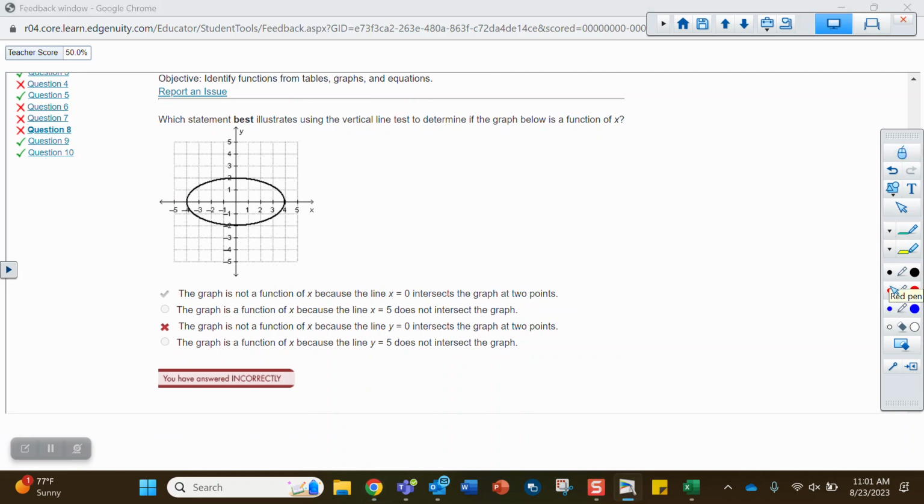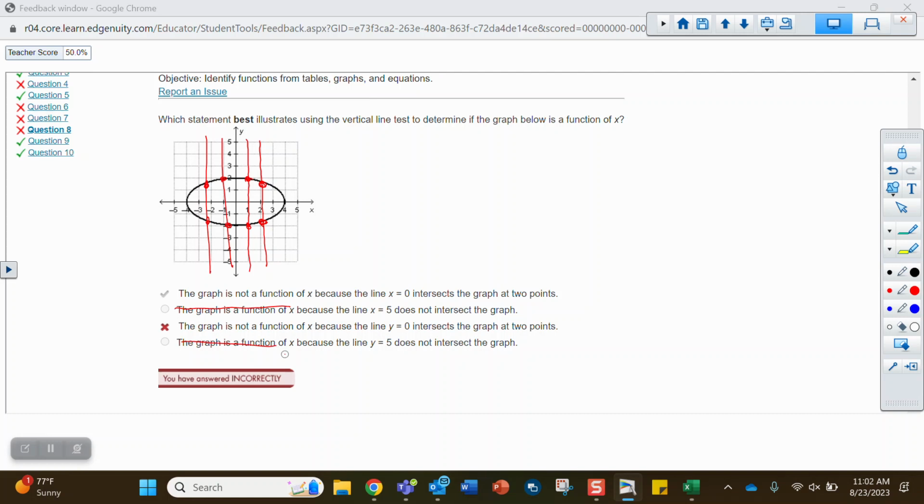Which statement best illustrates using the vertical line test to determine if the graph below is a function? I already can tell this is not a function. If I draw a vertical line, it's going to hit 2 times, just about anywhere I draw. Those aren't real straight, but pretend they are. There we go, that's a straight one. They hit twice everywhere. So first of all, it's not a function, so it's not that one, and it's not that one.